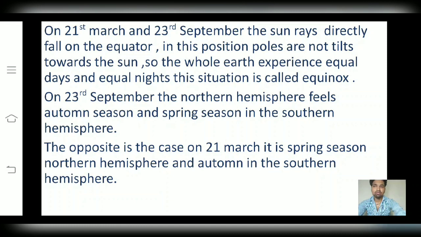So friends, on 23rd September, the northern hemisphere feels autumn season and southern hemisphere has spring season. Whereas on 21st March, spring season occurs in the northern hemisphere and autumn season occurs in the southern hemisphere.